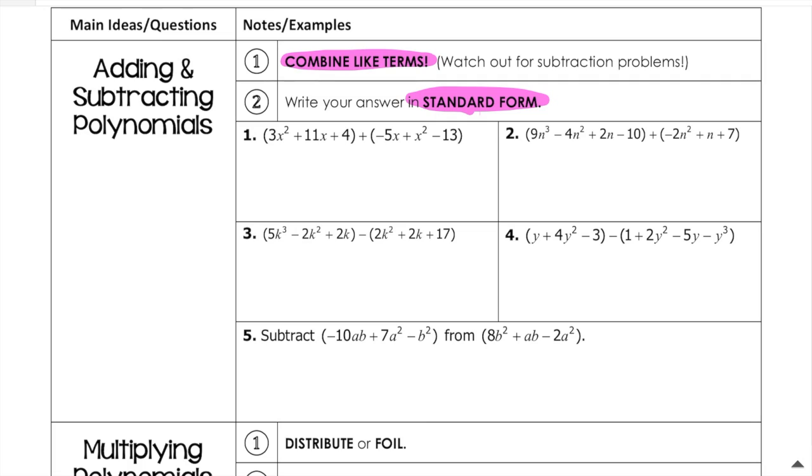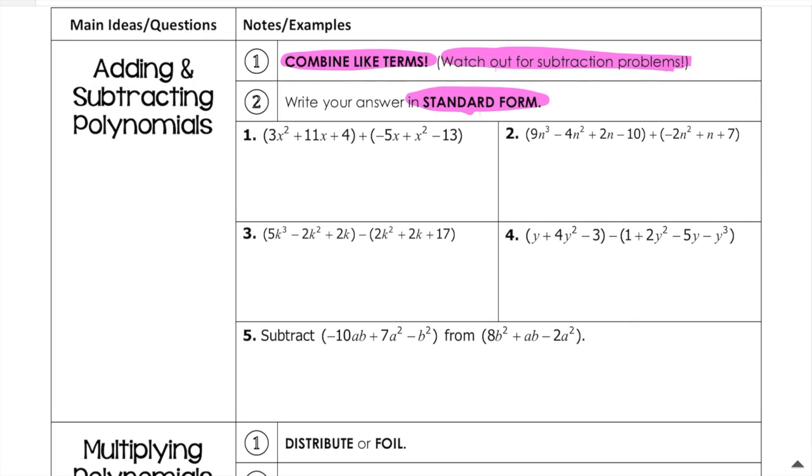Let's see, number 1, we have an addition problem. Something that I like to do is, instead of going like 3x squared plus x squared, I like to just try to simplify everything that I'm writing as soon as possible. And I found that doing this actually helps when we have subtraction problems. And as you can see, I wrote here, watch out for subtraction problems. So if we just start doing it the way that I'm going to show you, I think it'll actually help you guys in the long run.